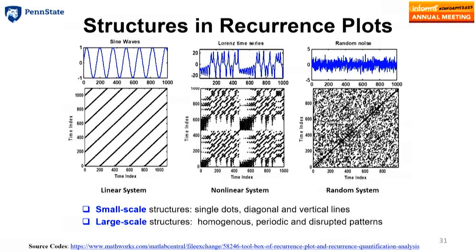Large-scale structures are homogeneous and periodic or disrupted patterns, which tell us a great deal of information about the periodicity, noise, intermittent behaviors, homogeneity and non-stationarity. Because if there are very strong vertical lines, that means we are shifting into a new regime or area of the state space.